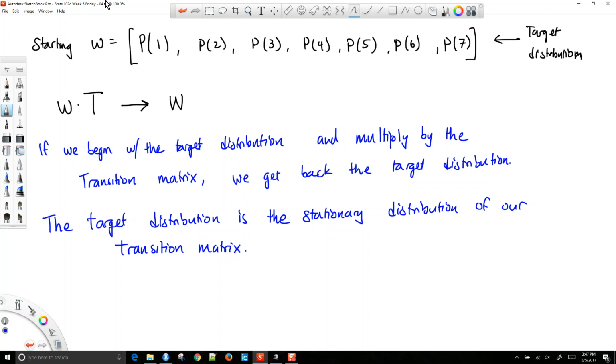I don't think I have time to go through all of the math, but it's in that chapter right here. They go through the math to show that after you multiply the W by the transition matrix, you get back what you started with.